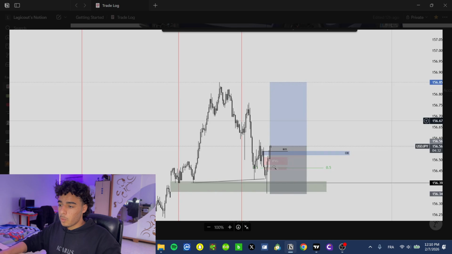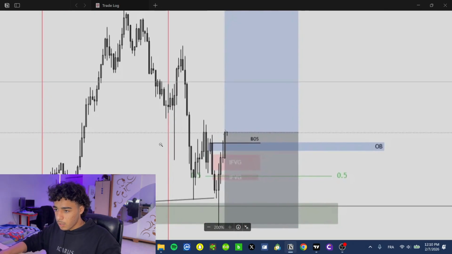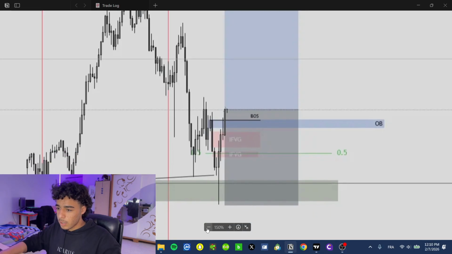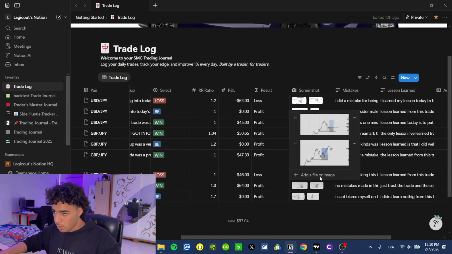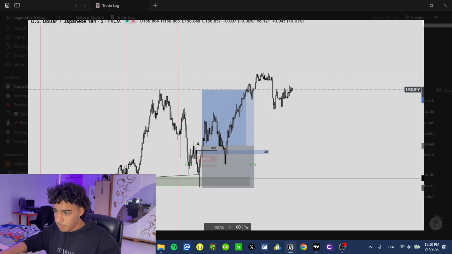With that, we were in the discounted zone of equilibrium, and I was looking to take the trade after we inversed a 15-minute fair value gap, which was literally right here. We inversed the fair value gap, we broke the structure right here. Wait, let me zoom in. Let's see if I took another screenshot with another time frame. Yeah, this was on a 5-minute time frame.